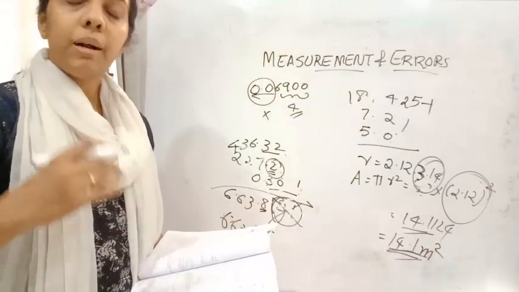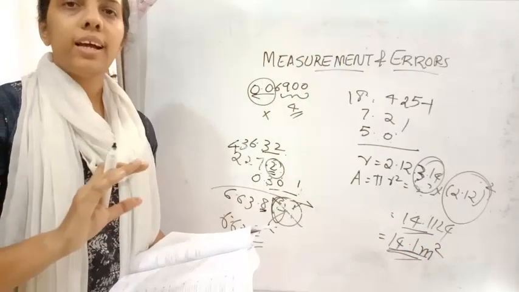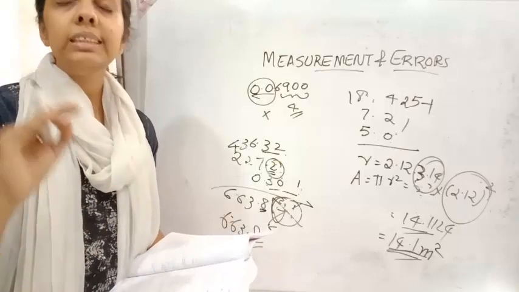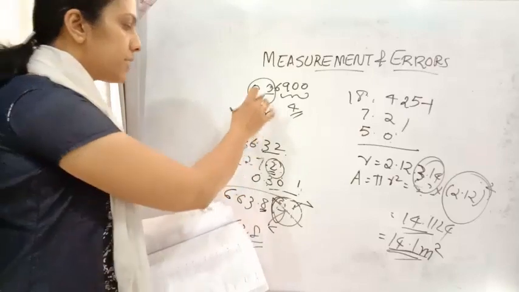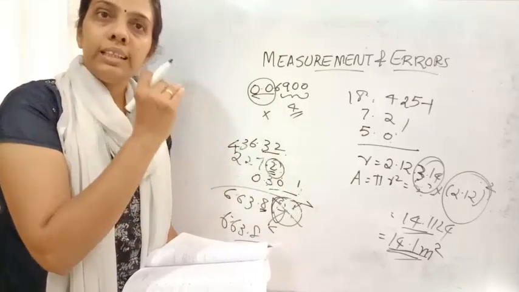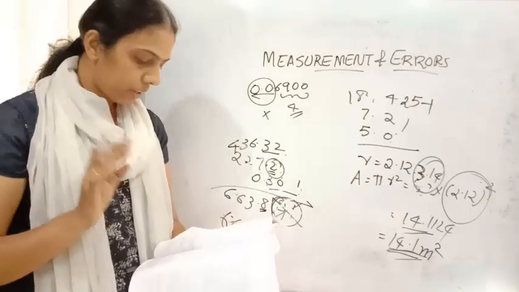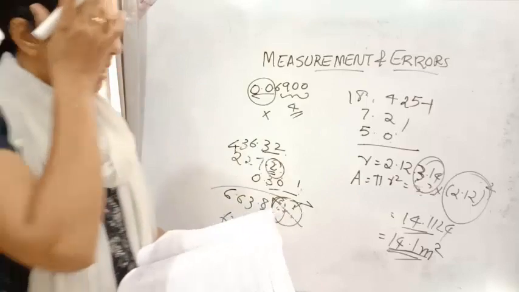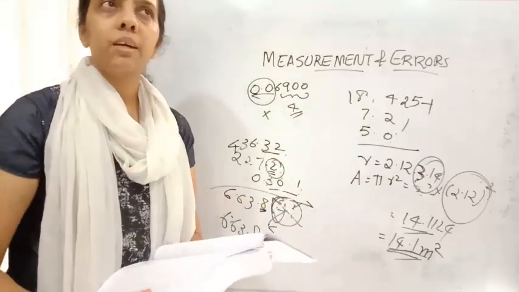So in the multiplication and division, in the final answer, the least number of significant figures should be maintained. But in the case of addition and subtraction, we should maintain the least number of digits after the decimal point. Okay, clear?